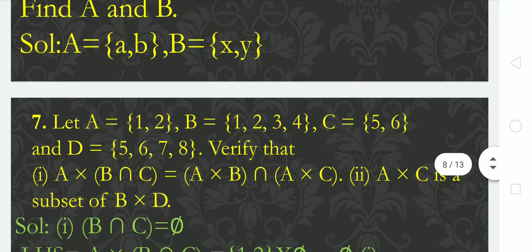7th, A is equal to {1, 2}, B is equal to {1, 2, 3, 4}, C is {5, 6} and D is {5, 6, 7, 8}. Verify that A cross (B intersection C) is (A cross B) intersection (A cross D). Now here we have to find.